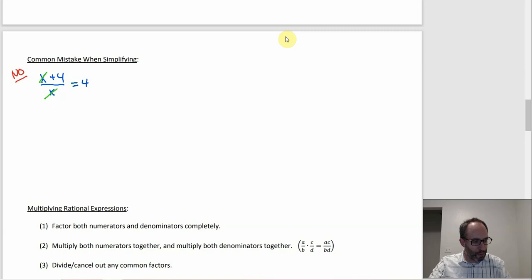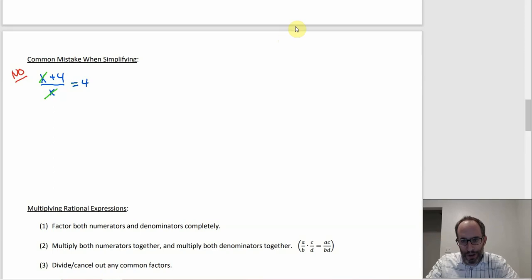The reason that doesn't work is because in order to cancel things, it's got to be part of a product. The x in the denominator is, because I guess you could view that as basically being x times 1, right? And you can say, all right, yeah, that's part of a product. But the x on top isn't, right? It's part of a sum. And that's why you can't cancel it.